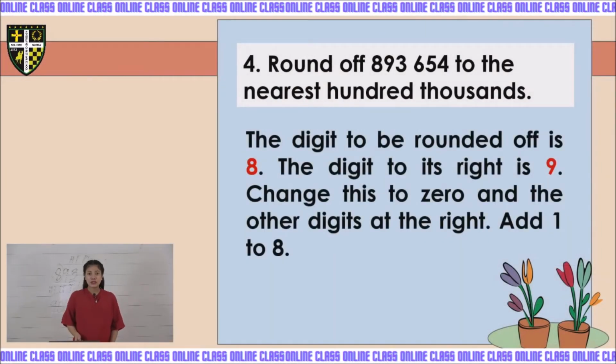So let us find out if our answer is correct. The digit to be rounded off is 8. The digit to its right is 9. Change this to 0 and the other digits at the right. Add 1 to 8. So the answer will be 900,000. Yes, we are correct.